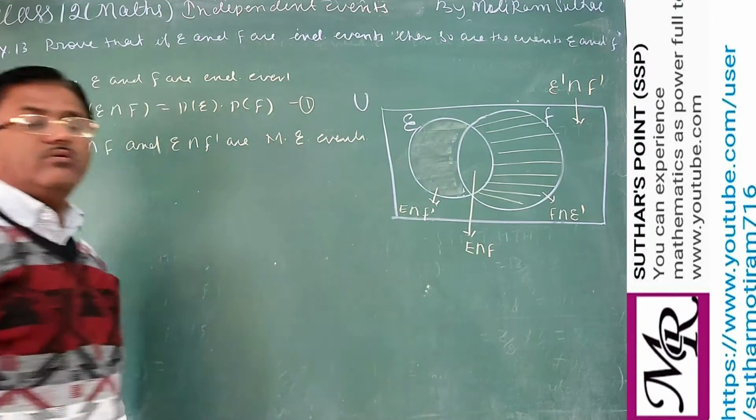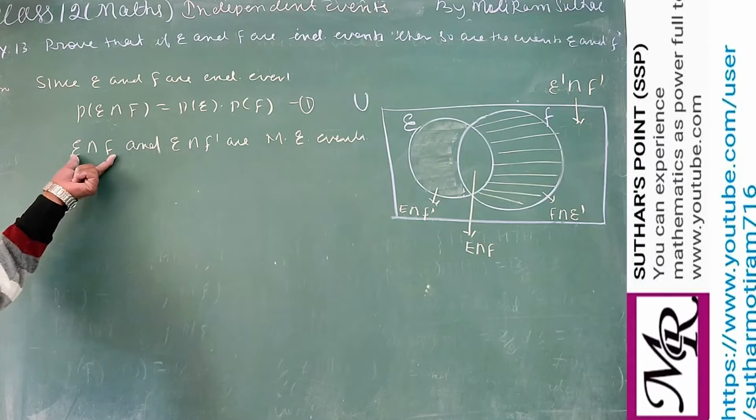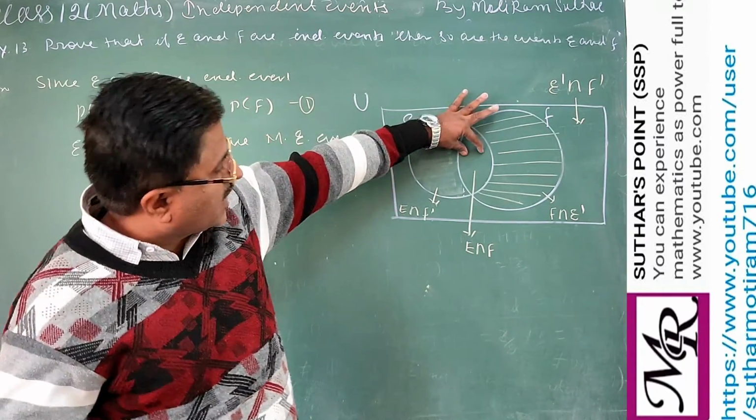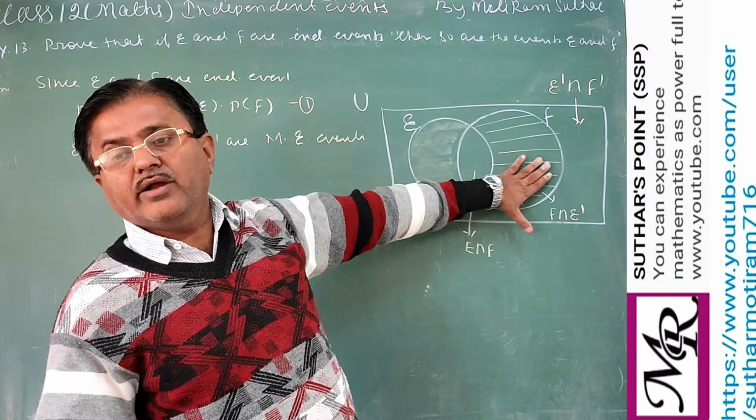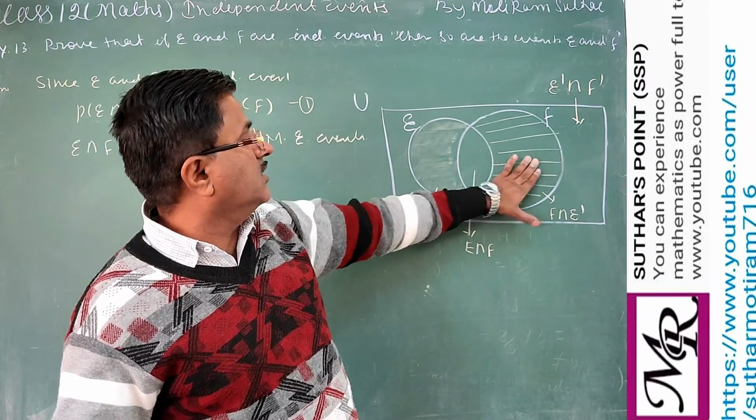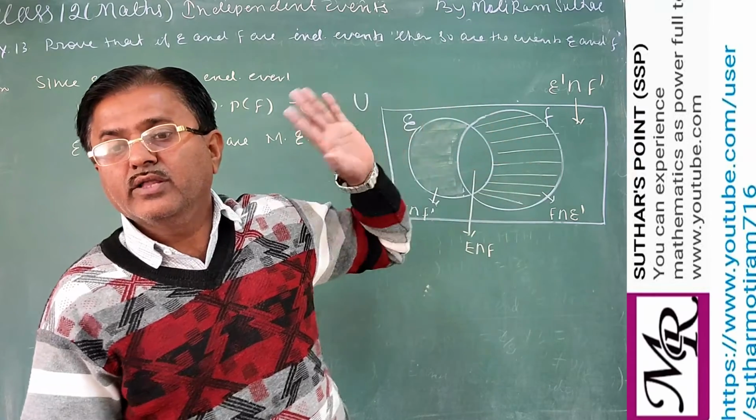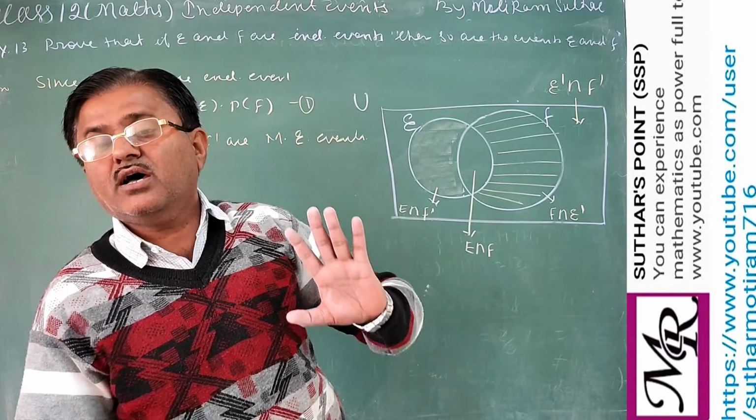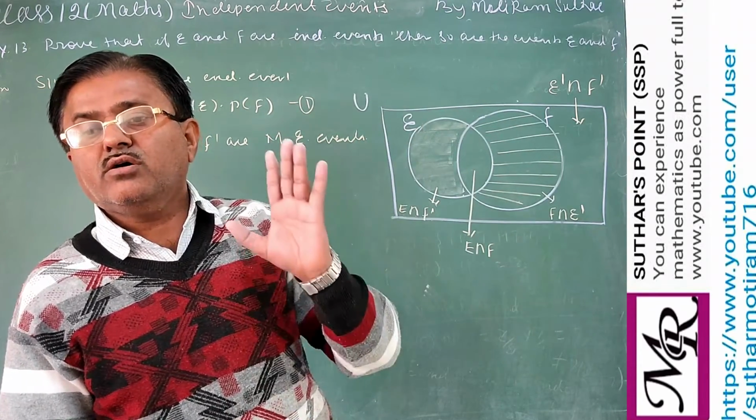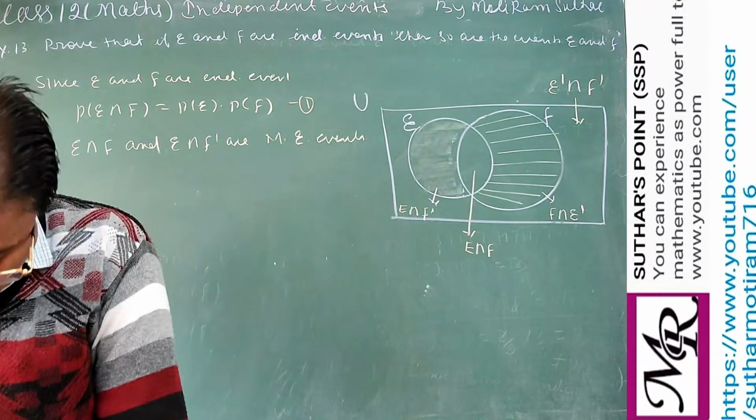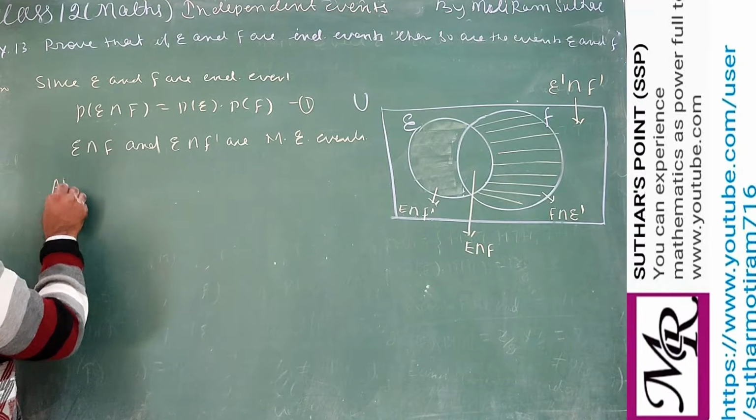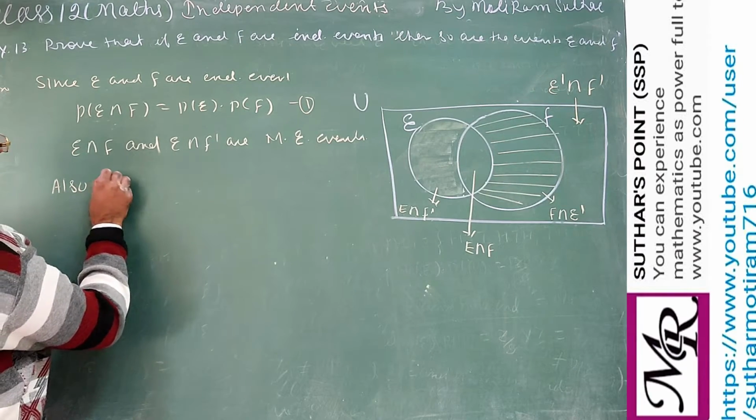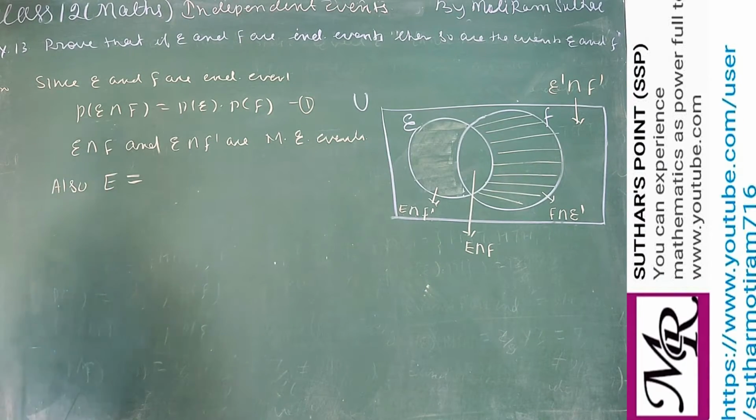Why? Because they have no common element. In E intersection F, which is the unshaded region, and E intersection F naught, which is the lined region, there is no common element. That's why we can say these are mutually exclusive events. Clear?